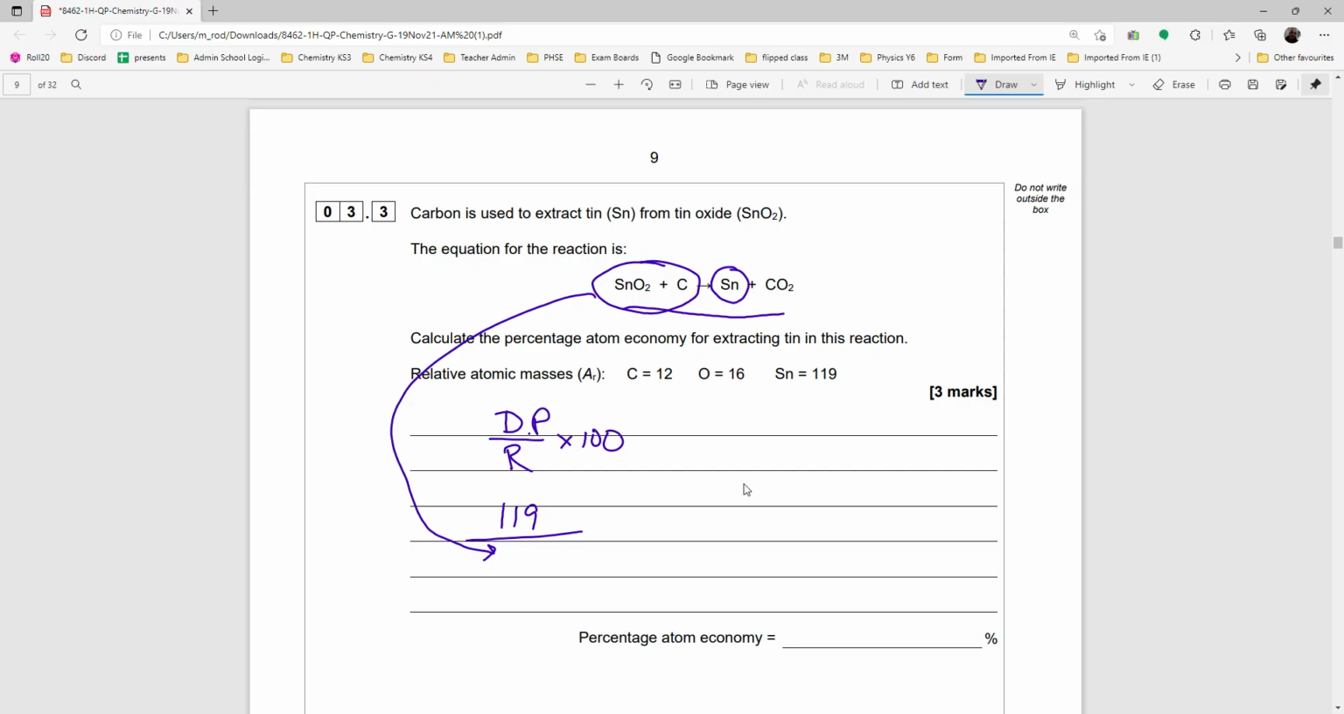That's going to be, again, 119 for tin, plus the oxygen 16, and there are going to be 2 of them, plus the carbon, which is 12. And I'm going to multiply the whole thing by 100, and that's going to give me 0.73006. Multiply by 100, my mistake, move the decimal place over 2, and it's going to be 73%. You could put 73.0% if you prefer.